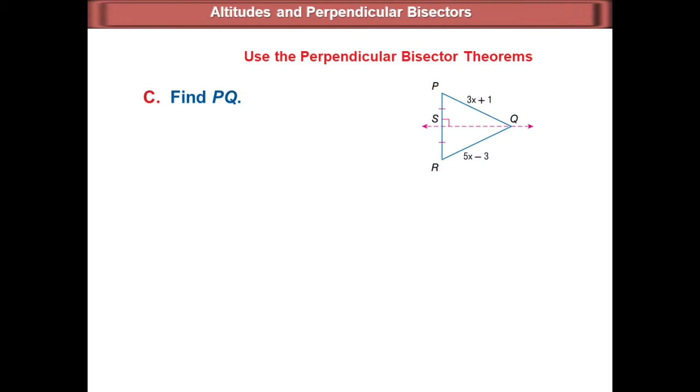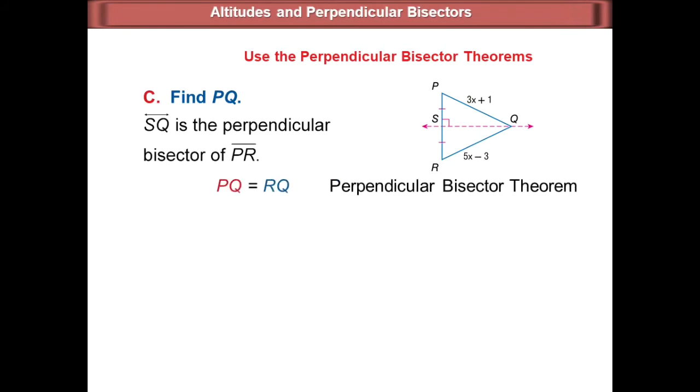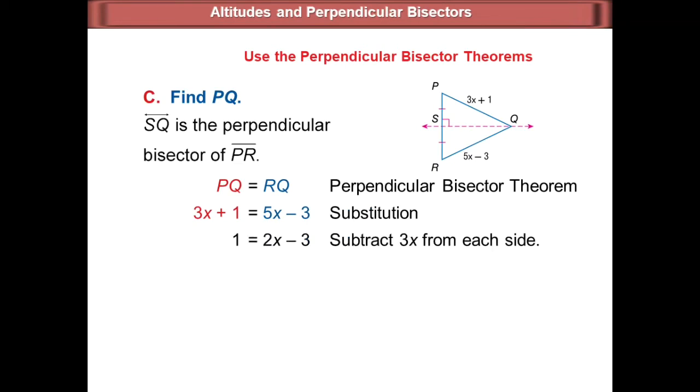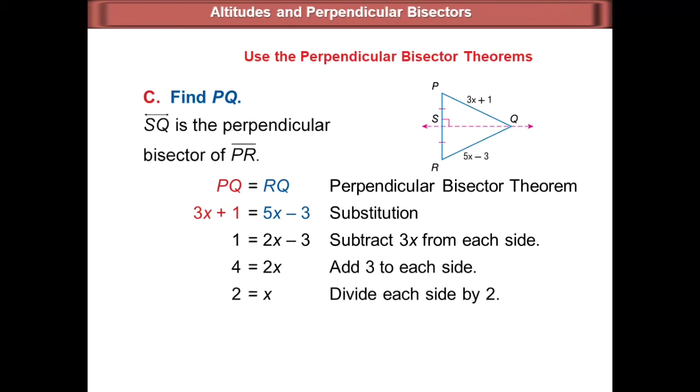If we want to find PQ, PR is bisected at point S, and there is a right angle at angle QSP. Therefore, I know that PQ and RQ are congruent sides. This is an isosceles triangle, so all I would have to do is set the segments equal to each other and then solve. So 3x plus 1 is equal to 5x minus 3. I subtract 3x from each side, and then I add 3 to each side, and then I divide, and I know that x is equal to 2. But the question asked me to find PQ. It doesn't ask me to find x. So I need to substitute back in, and I get that PQ is equal to 7.